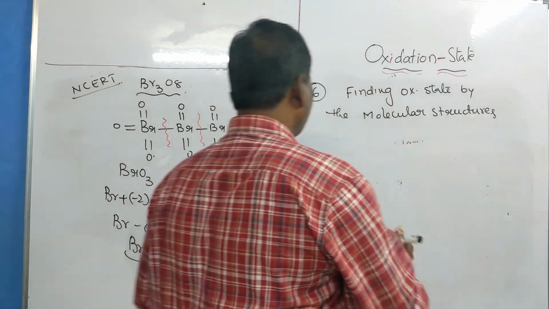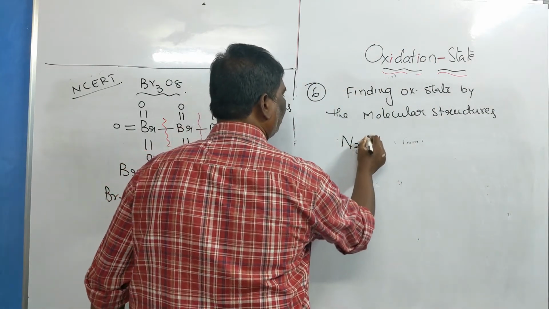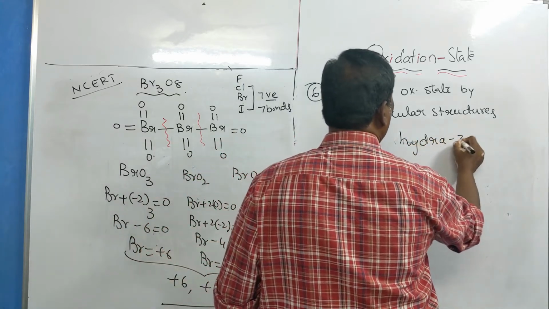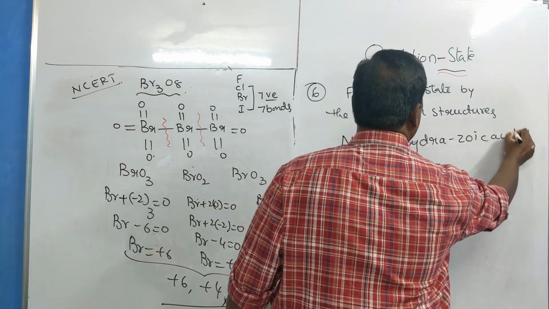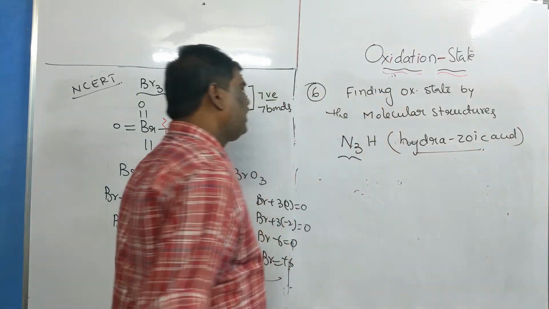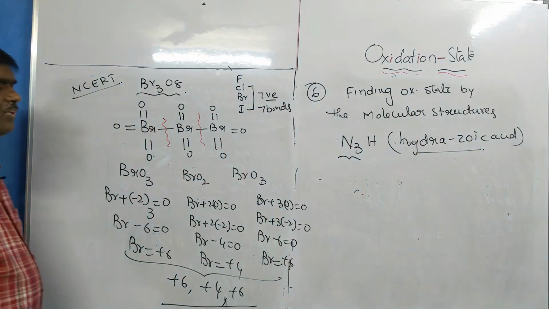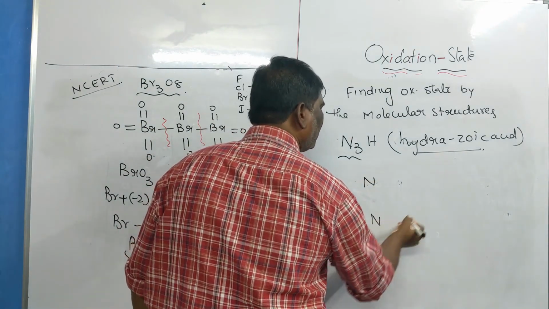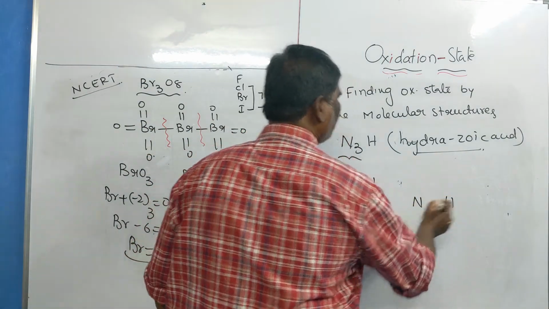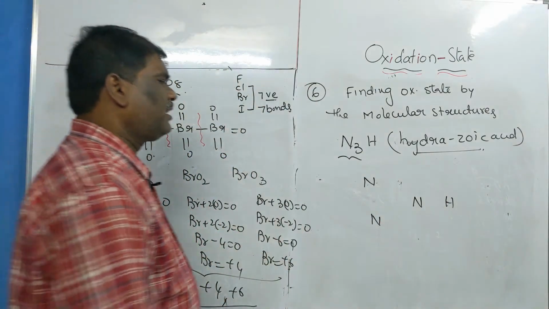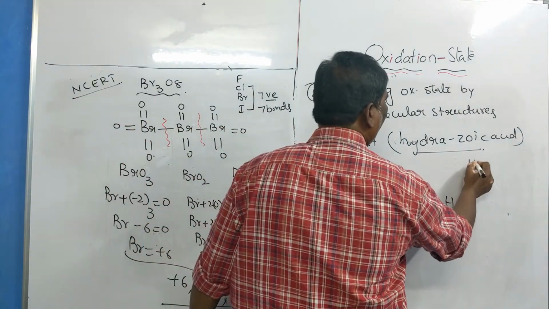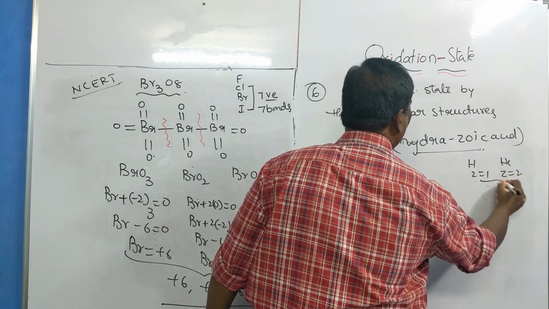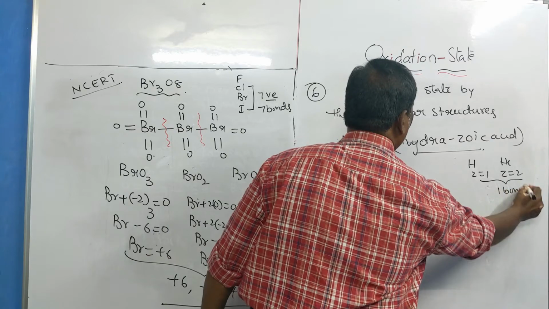Find the oxidation states of nitrogen in N3H. This is known as hydrazoic acid. Here also we should have the knowledge of geometry. There are nitrogen, nitrogen, nitrogen and hydrogen. I told you hydrogen makes a single bond because hydrogen number is 1, nearest inert gas is helium-2, the difference is 1, so it makes one bond.